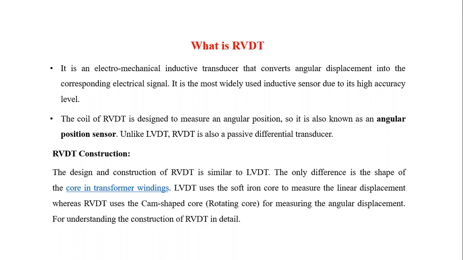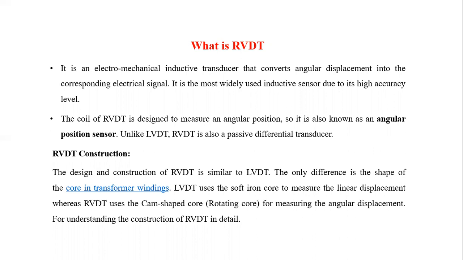It is an electromagnetic transducer. What is RVDT? It is a rotary variable differential transformer. The only difference is that in LVDT we can measure linear displacement, and in RVDT we can measure rotational displacement or angular displacement. It is an electromechanical inductive transducer that converts angular displacement into the corresponding electrical signal.